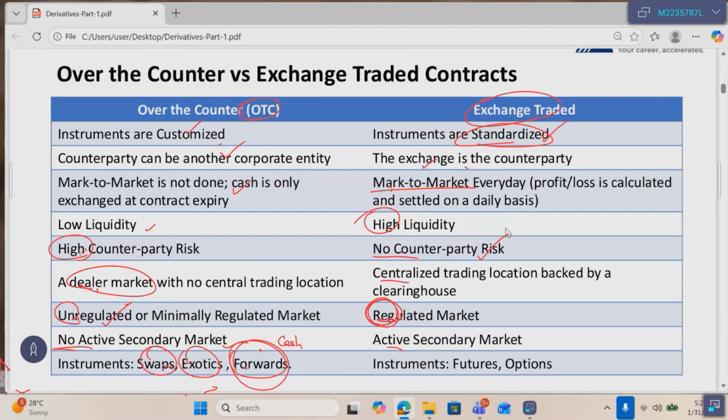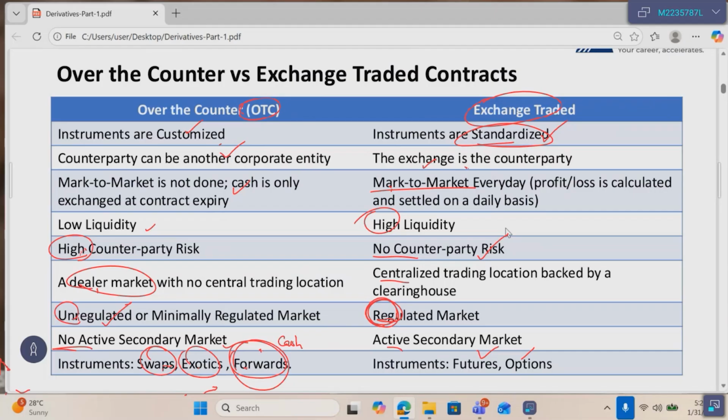The most popular ones are futures and options, which we'll cover. Clear? So please, guys, look at this carefully and understand what's the key difference between exchange traded contracts and over the counter. Take a breath, guys. Any doubts you have on these concepts? ETC and OTC.